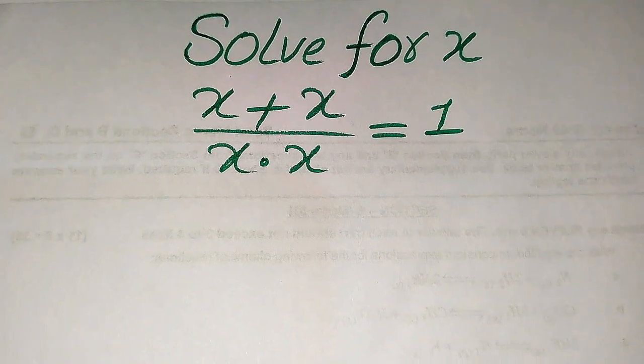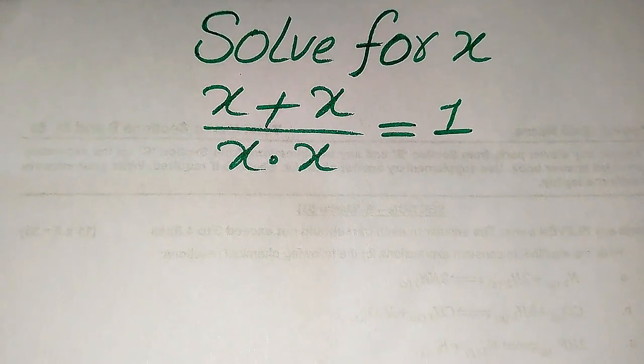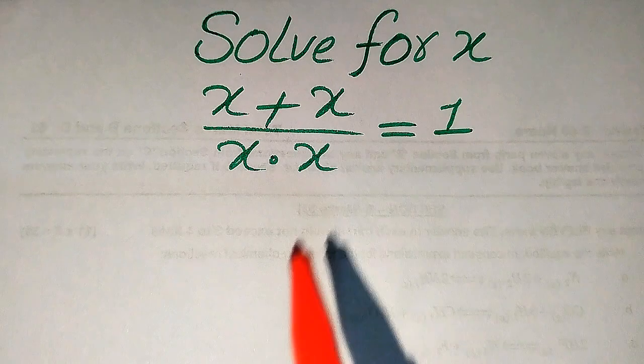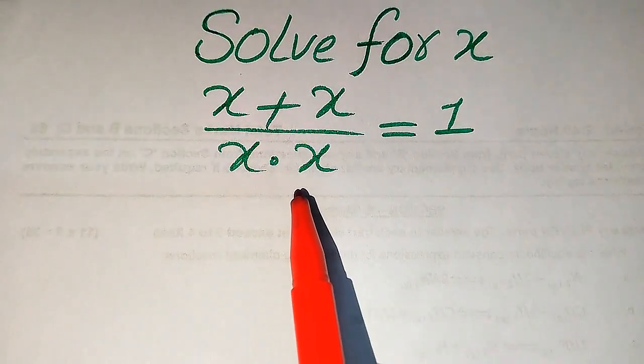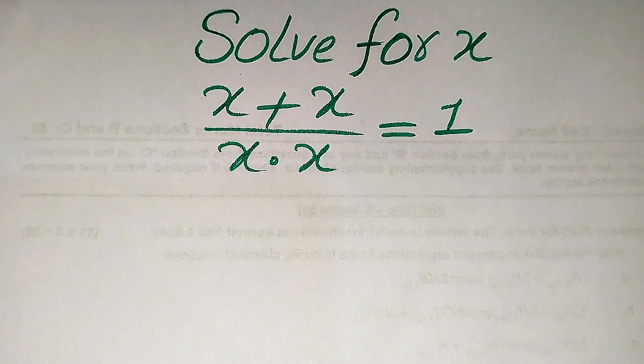Hello everyone, how to solve this problem for the values of x if we have x plus x divided by x multiplied by x is equal to 1. So here we solve this problem for all the values of x. First we find all the roots of this equation, and at the last we will verify which of the roots are solutions of this equation and which of the roots are extraneous roots.